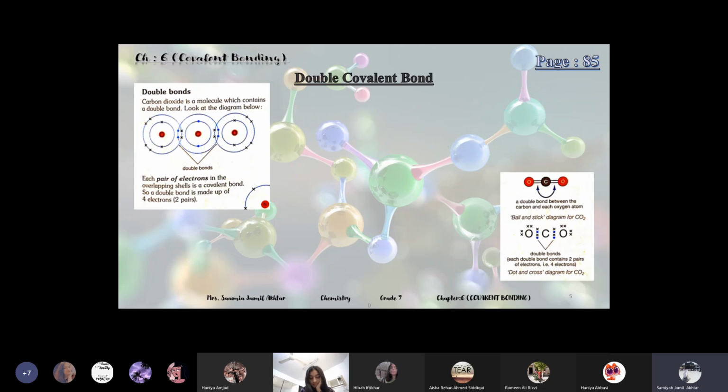Now in your book, in double bond, they have given you the example of carbon dioxide. So carbon dioxide is a molecule which contains a double bond. Look at the diagram below. This diagram is of carbon dioxide, CO2. There is one carbon and two oxygen atoms. Carbon has total 6 electrons. Please see it carefully. Carbon has 6 electrons. Each oxygen has 8 electrons.